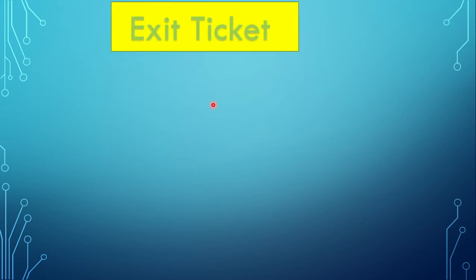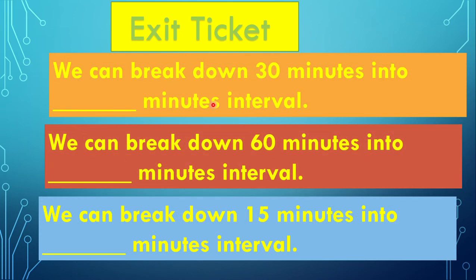Now, let's do the exit ticket. We can break down 30 minutes into dash minutes interval. Think about it. We can break down 60 minutes into dash minutes interval. And we can break down 15 minutes into dash minutes interval. Start doing and then write your answers on the chat so that I know you all have got the correct answer.